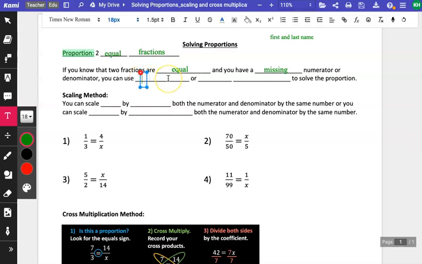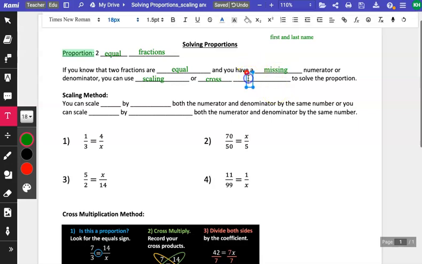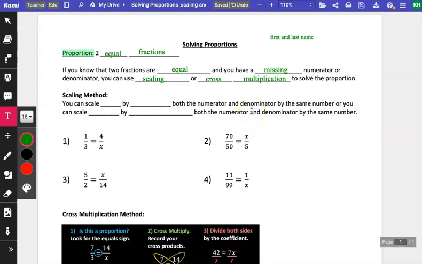You can use, and here's the first method, scaling. I've done some examples with scaling. Or you can use cross multiplication to solve the proportion. Let me read it one more time. If you know that two fractions are equal and you have a missing numerator or denominator, you can use scaling or cross multiplication to solve the proportion. We're going to start by using the scaling method, then we're going to look at the cross multiplication method.